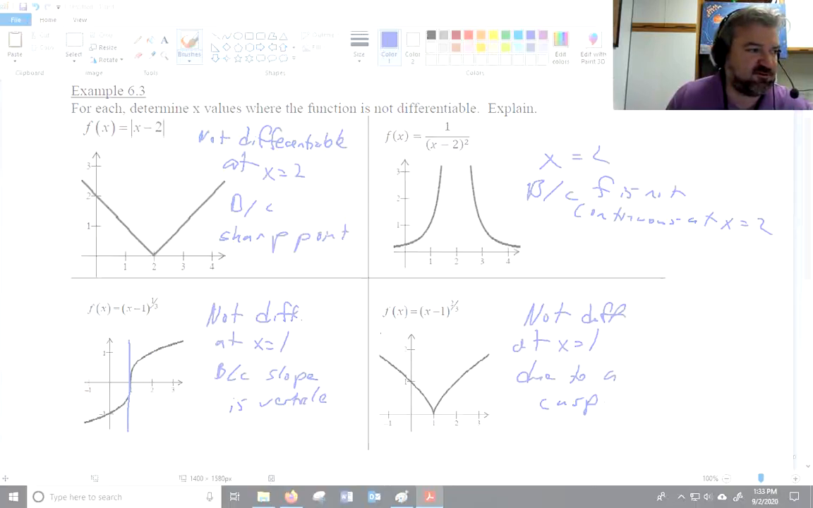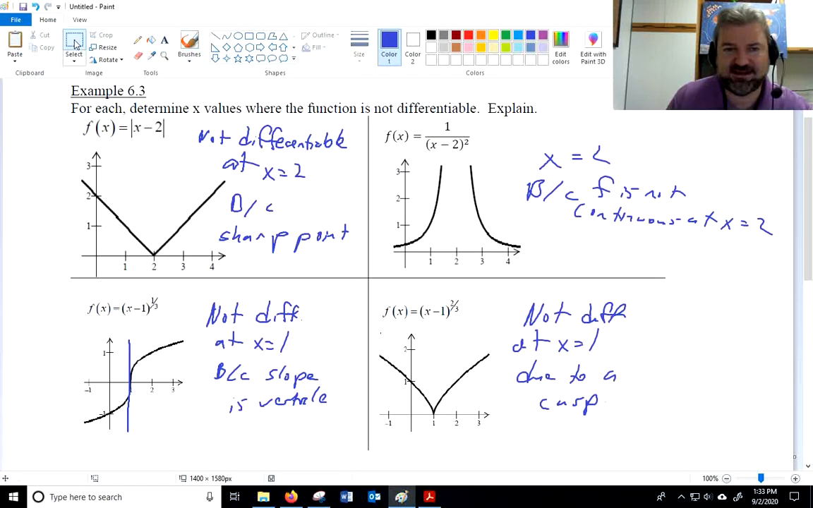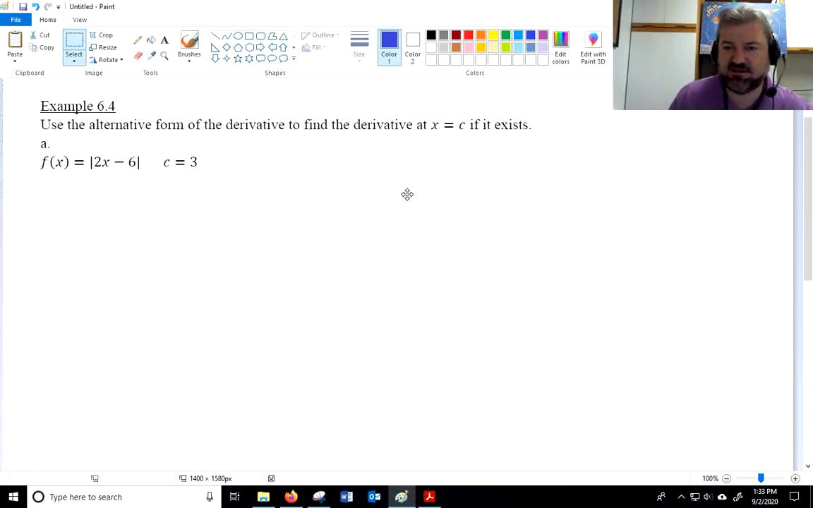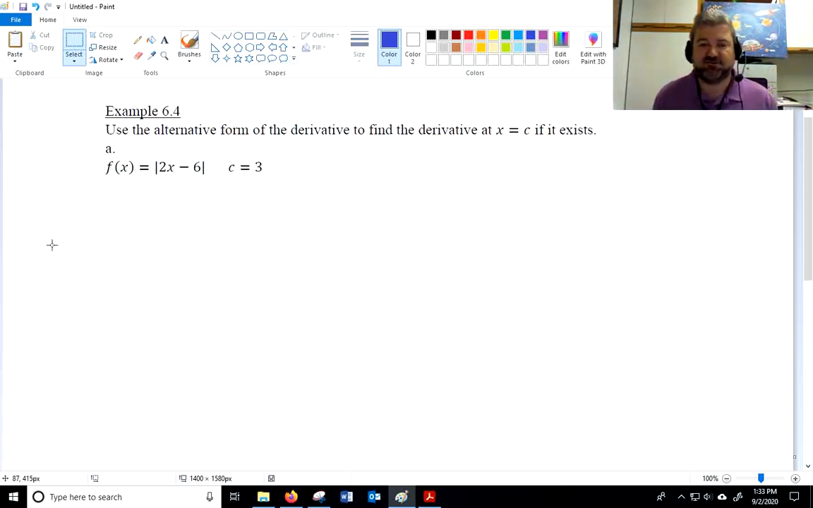So we have discussed what it looks like for a function to be not differentiable in a graph. We talked about being able to zoom in and you should see a tangent line. If you don't, it's not differentiable. It's time for us to discuss it in terms of the true definition so we can really see. I want to use the alternative definition of derivative. I think it's going to be a little bit easier for the task we have before us here, but we could certainly show this with either one. So we're going to use the alternative form of the derivative to find the derivative at x equals c if it exists. So I've got a function and a c value, and hopefully we see some things that explain when the derivative doesn't exist through the calculus. All right, so here we go.